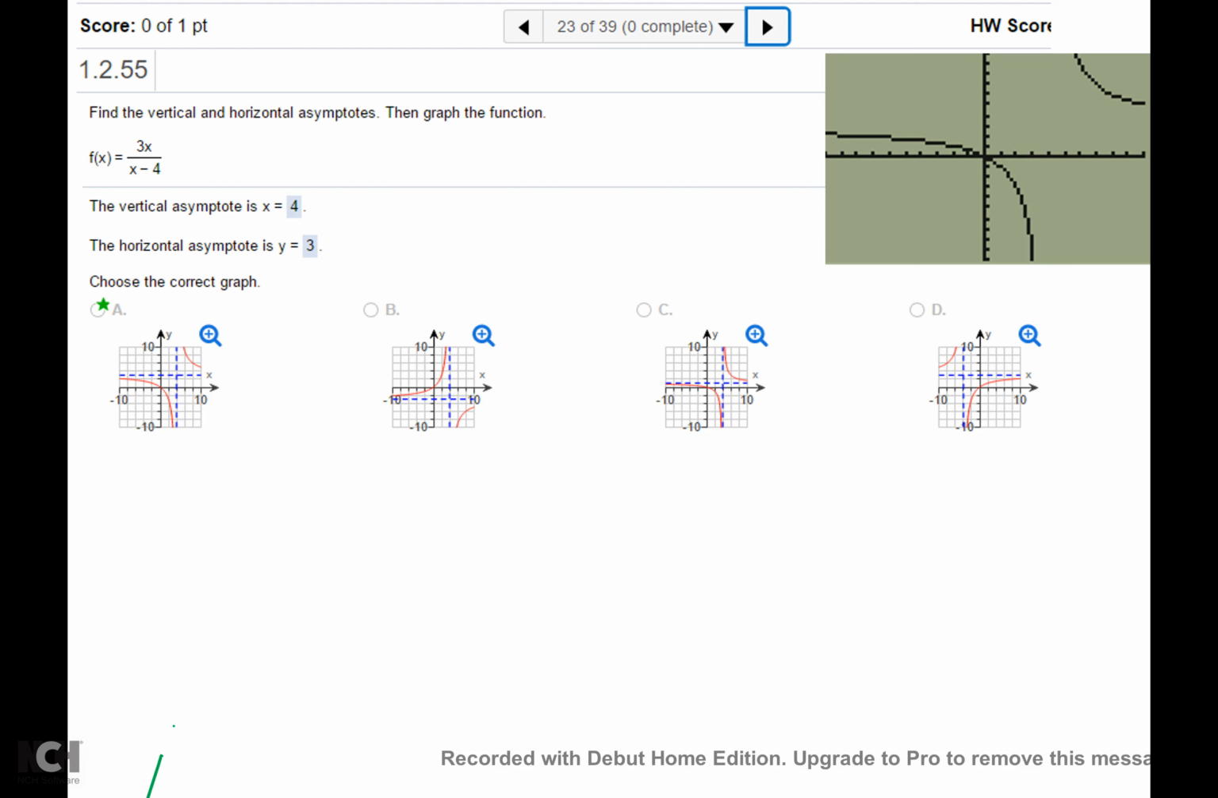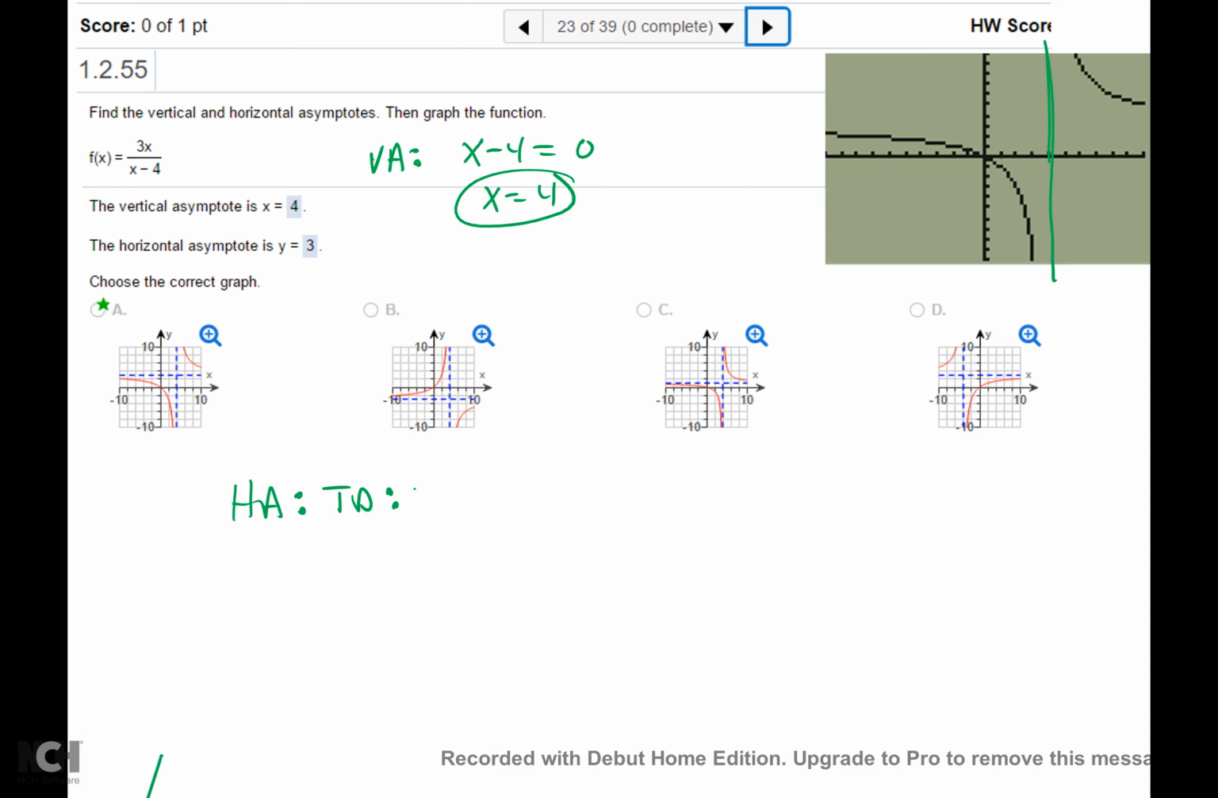Can't see my arrows. Alright, find the vertical and horizontal asymptotes, then graph the function. To find your vertical asymptotes, you set your denominator equal to 0, which is going to be at x equals 4. 2, 3, 4, you can see the vertical asymptote.